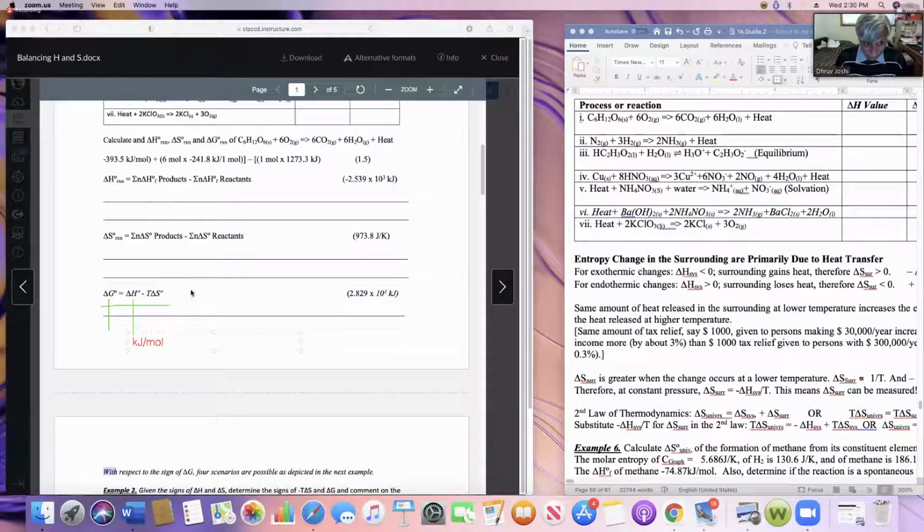What are the units of delta S? Look at your notes and tell me. Joules per Kelvin per mole, because delta S is usually much smaller than delta H value-wise. So we are going to say joules per Kelvin and then mole, and this is multiplied by Kelvin. Now tell me what are the units of delta G?